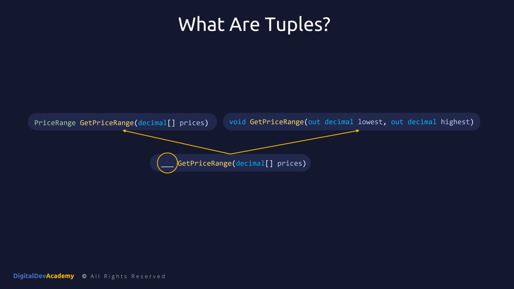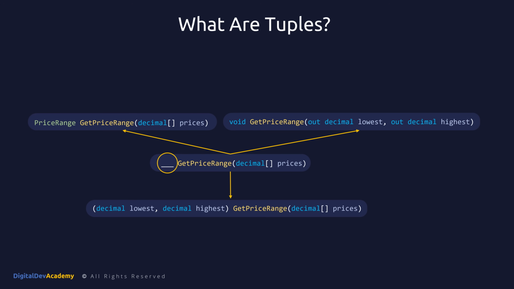Another option is out parameters. This works, but it makes the method signature less intuitive. You're returning values without a return statement. The caller has to declare separate variables upfront, and managing those variables carefully makes it error-prone.